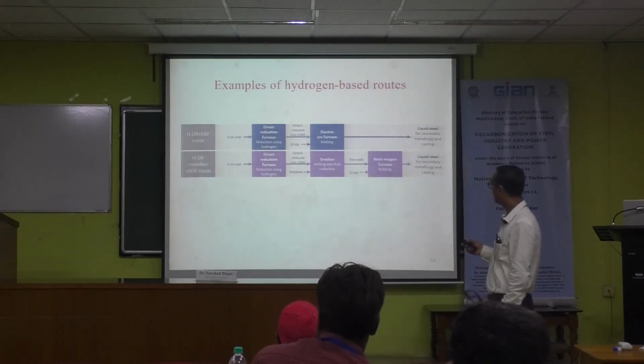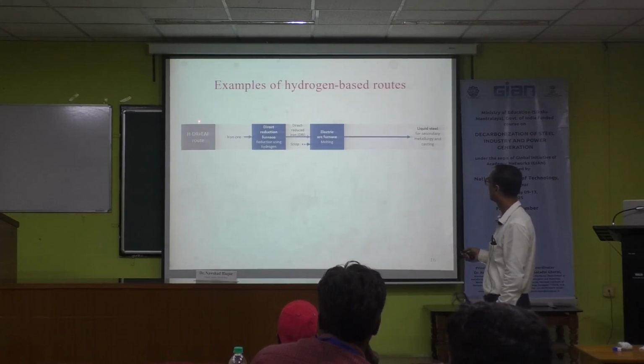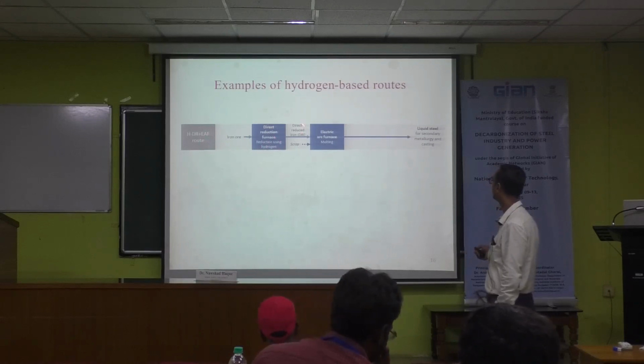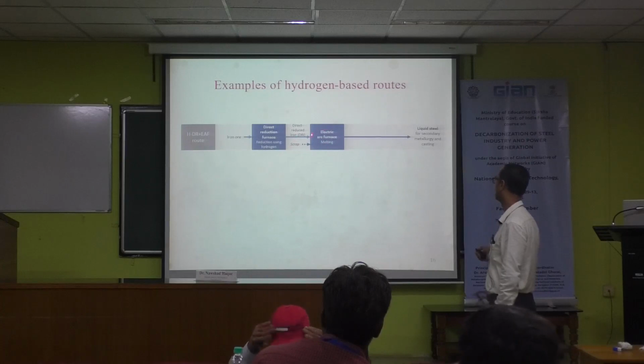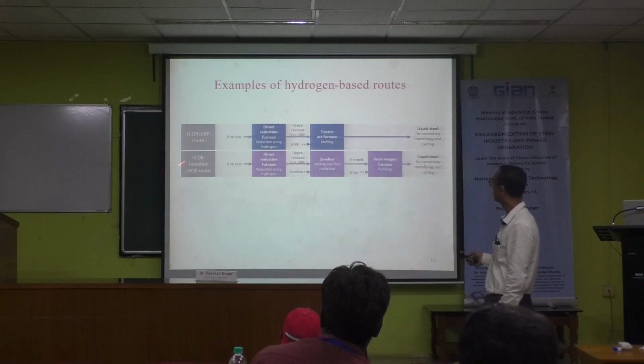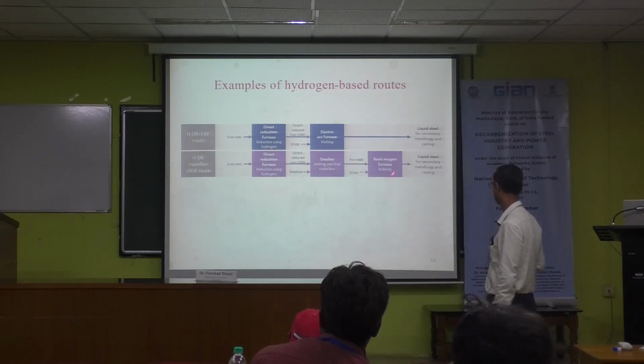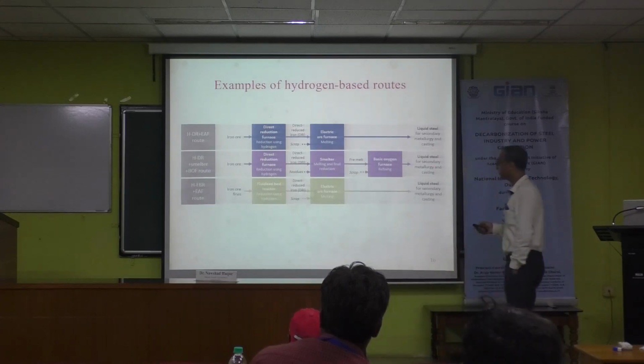The first one is hydrogen-reduced DRI with the EAF route: iron ore goes to a direct reduction furnace, reduction using hydrogen, DRI is produced, you add some scrap and heat as required, then you go for electric arc furnace melting and produce liquid steel. The second one is hydrogen-reduced DRI with a smelter and EAF route: the iron ore goes for DRI, melting in the smelter, and then to the furnace, again producing liquid steel. Another one is the fluid bed route.